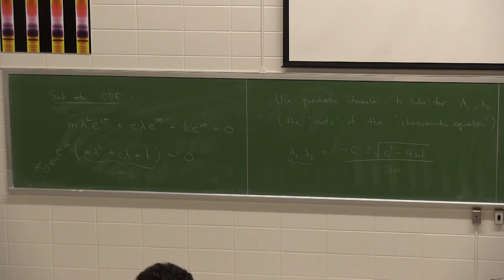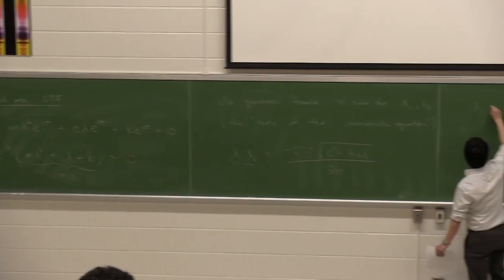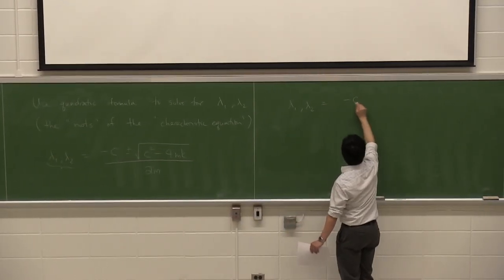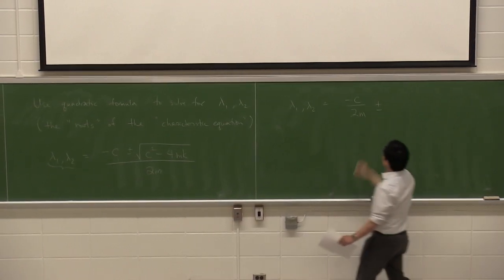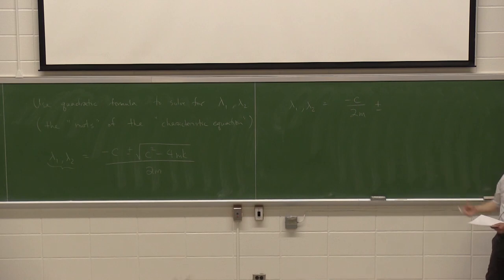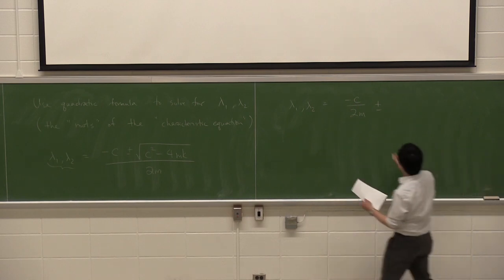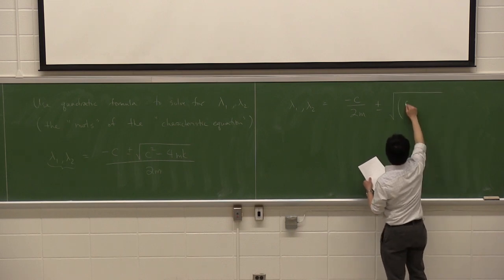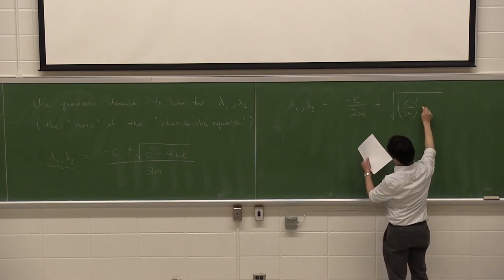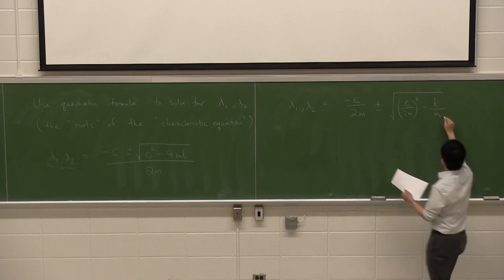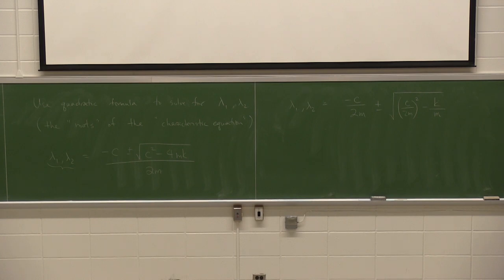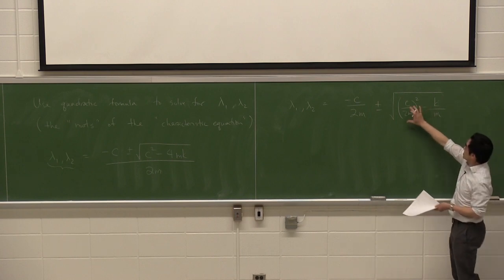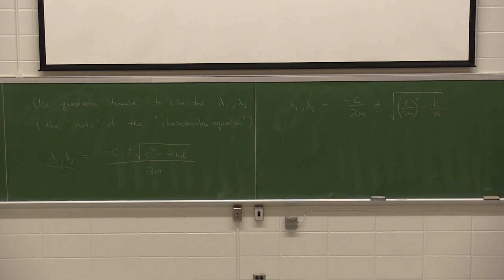Okay, and then I'll do a little bit of cleaning up here. Lambda 1, lambda 2. Let's clean this up and make it look like the following. Negative c over 2m. And then I'm going to move the 2m inside of the square root here. So it should look like that. Because when the 2m goes inside the square root, it becomes a 4m squared. So then it just easily gets combined into these other parts of the square root. And so this is the way that we like to write our roots in this particular course.